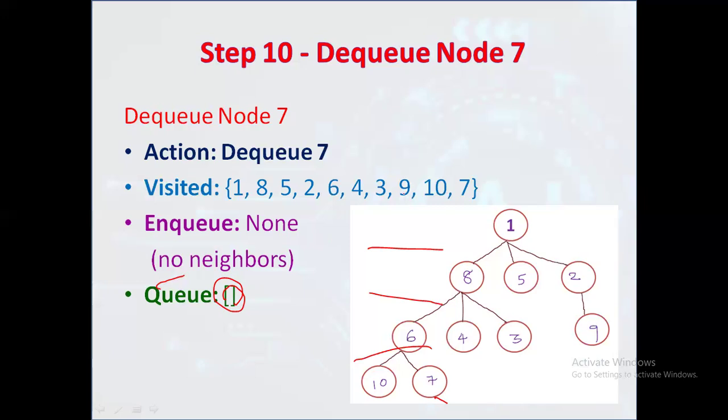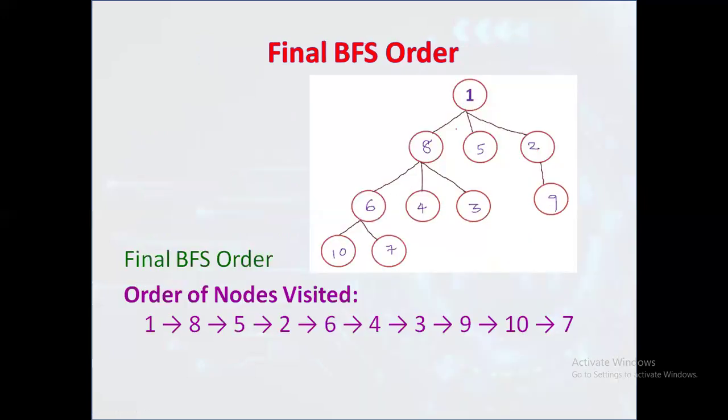So what is the final visited sequence? For this problem, what is the final BFS, that is breadth first search order? We have to move like this: 1, 8, 5, 2, and then 6. From 6, 4, 3, then 9. Here there's no neighbor, so we are leaving 9. Then we have to come to 6. What is the value? 10 and 7.